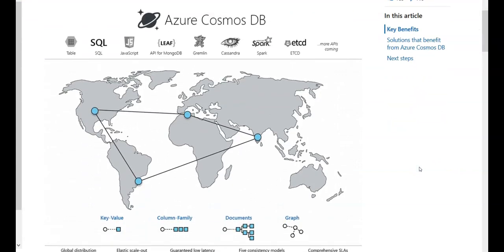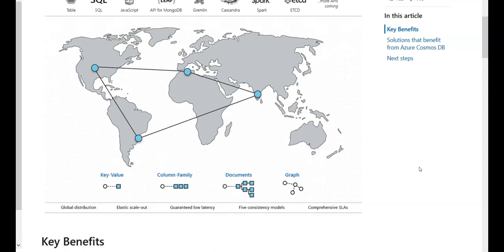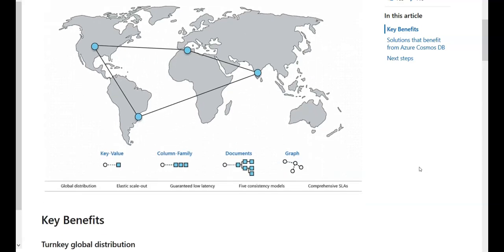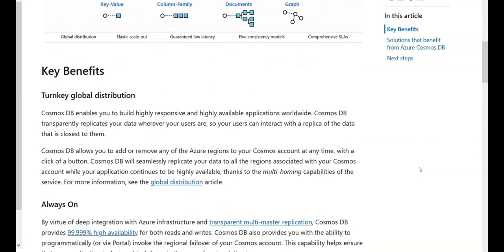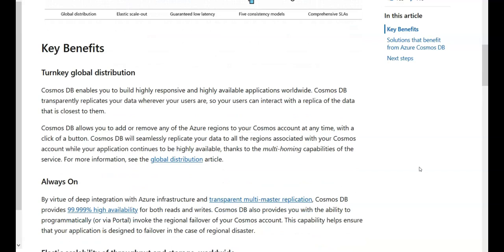The Cosmos DB is available throughout these regions. It provides global distribution, elastic scale out, guaranteed low latency, 5 consistency models, and comprehensive SLAs. And if you look at the key benefits, it says turnkey global distribution. The Cosmos DB allows you to add or remove any of the Azure regions to the Cosmos account at any time with a click of a button.